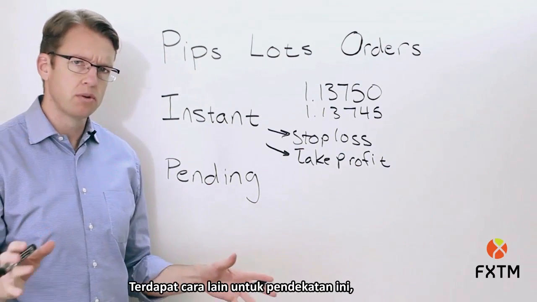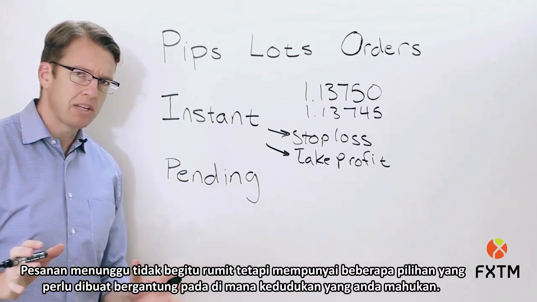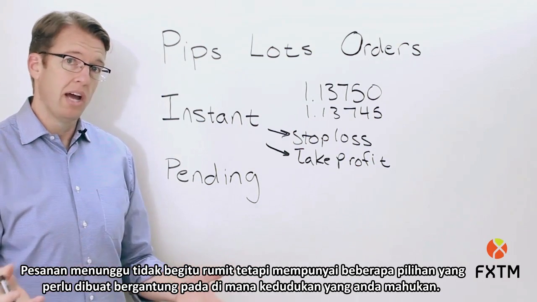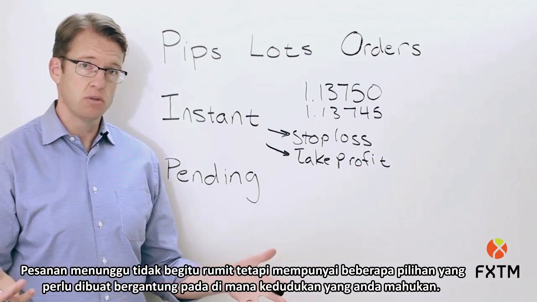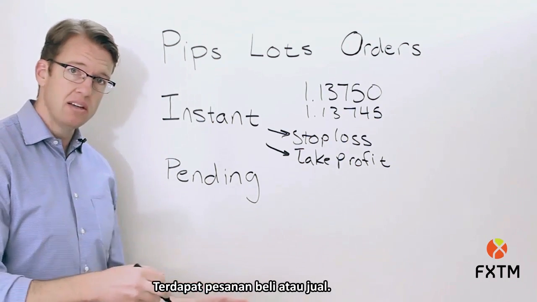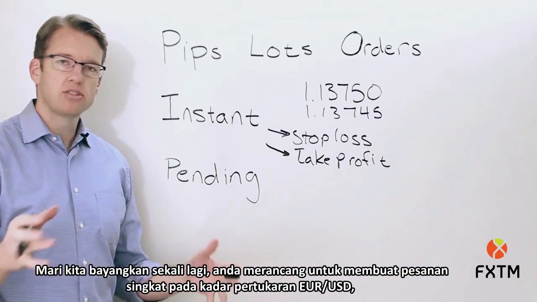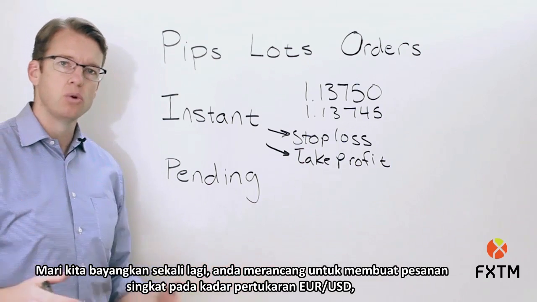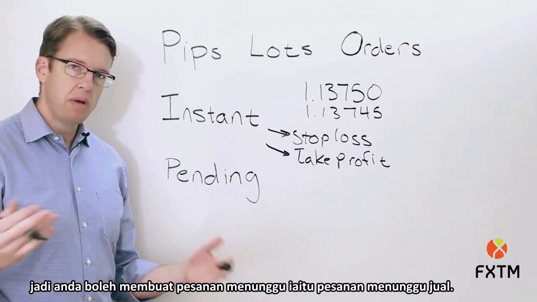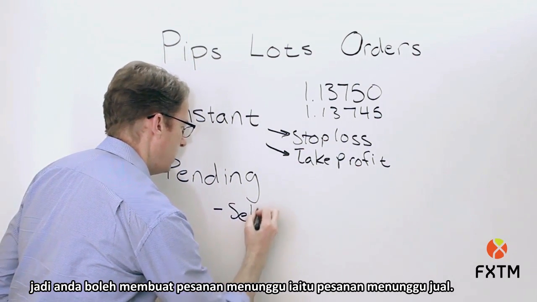Now there's another way to approach this too, and we can use a pending order. Now, a pending order is not very complicated, but it has a couple of choices that you have to make depending on where you want to actually get into the position in the first place. So a pending order basically falls into two categories. There's a buy or there's a sell order. Now, let's imagine that, again, you're planning to, like this trader was, short the euro-dollar exchange rate. So you could put a pending order that is a sell pending order.